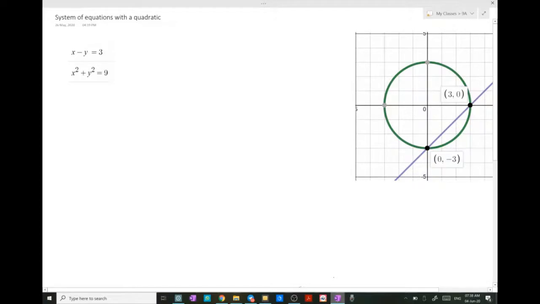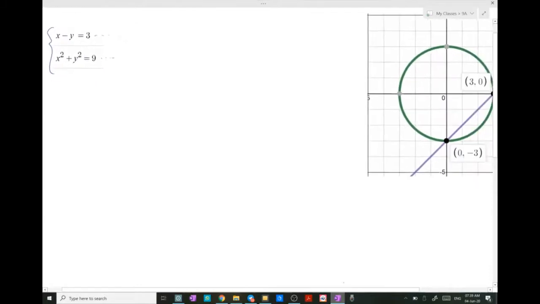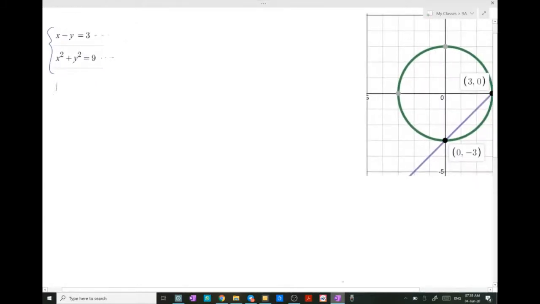We're going to solve the system of equations. The first equation represents a line because it's linear, and the second one represents a circle. In order to use algebra, we have to rearrange the first equation, and replace the variable that we placed as the subject into the second equation.